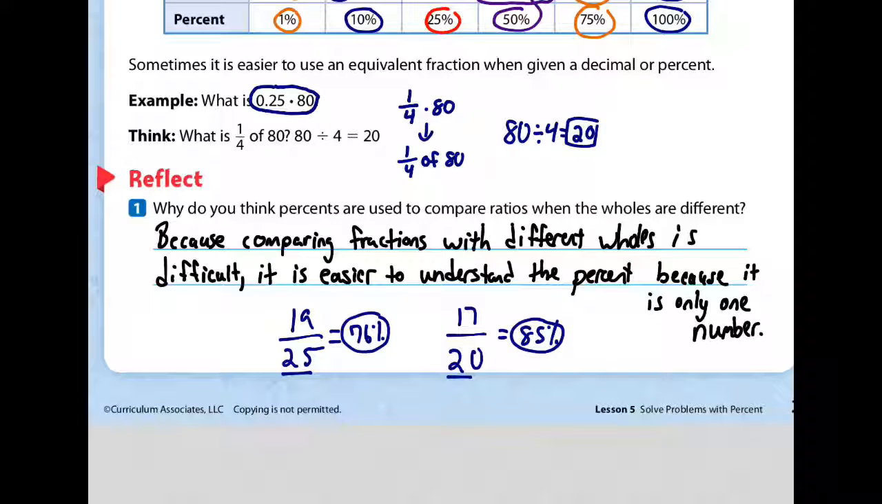Okay, and all I mean is, like with these, you have to be like, okay, there's 19, but it's out of 25. There's 17, but it's out of 20. There's a lot of numbers you have to deal with in your brain to understand them. But when it's percents, you are only comparing one number because they're both out of 100, remember? So you're only looking at the 76 versus the 85. So that's why I think it's easier to use percents when comparing ratios with different wholes. But you may have said something different.